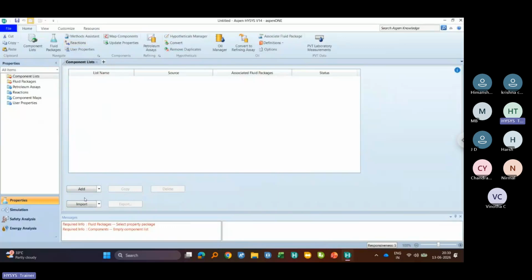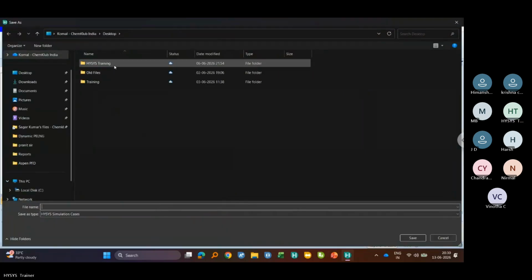of this simulation. Let's start with a new case. I will be adding the components one by one. Before doing that, let me save this case as acid gas treatment plant.